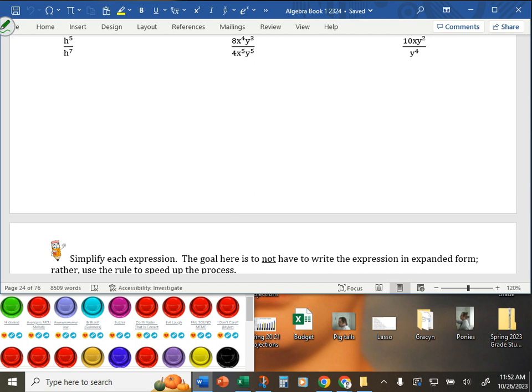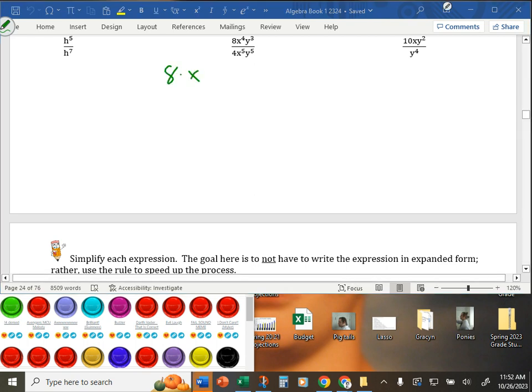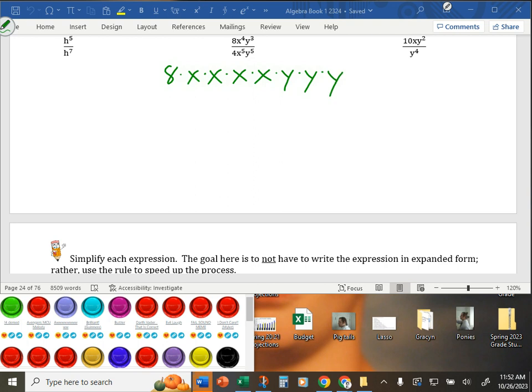8x to the 4th y cubed. So our numerator, 8x to the 4th y cubed, that 8 being a coefficient, is one of them. And then x, x, x, x, y, y, y. 8x to the 4th y cubed. And then in my denominator, I've got a coefficient of 4. This time I've got 5 x's and 5 y's. Whew. I extend that a little bit.